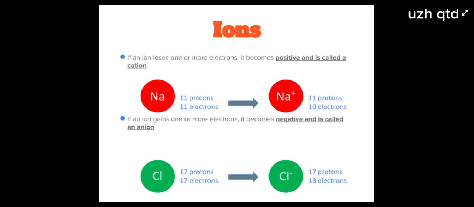If an ion gains one or more electrons, as we see that chlorine has done here, where it normally has 17 electrons, it now has 18 electrons, it becomes negative, and it's called an anion. I remember this by simply remembering that anti is opposite, and anions are opposite of positive. Okay?